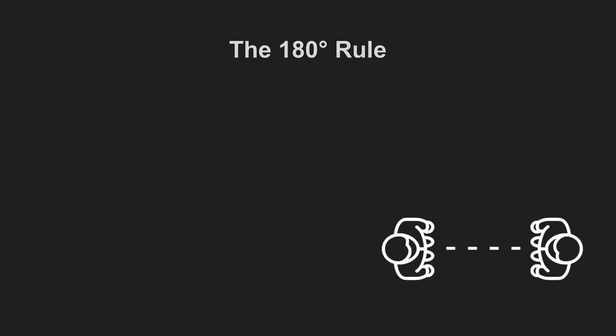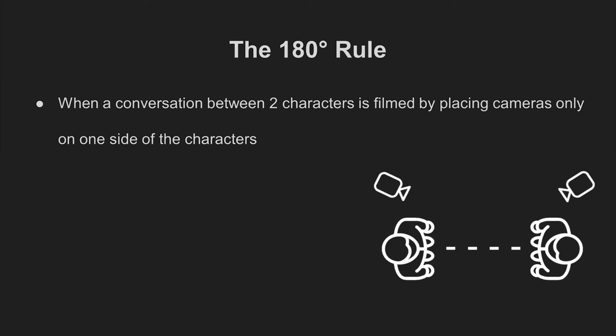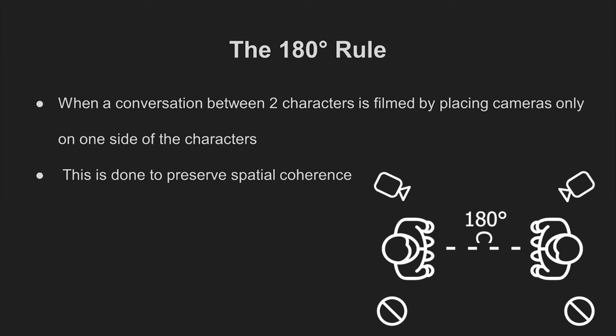It states that cameras should only be placed on either side of the characters, but not both. This is done to preserve spatial coherence within the scene.